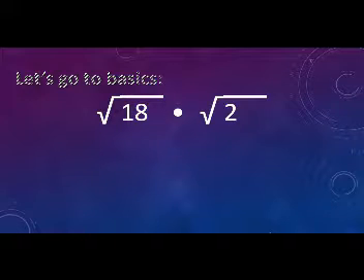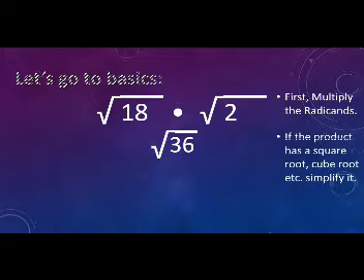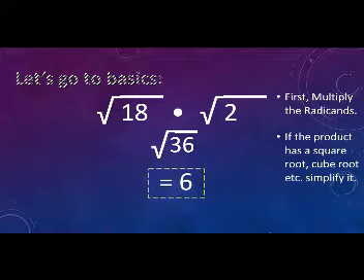So let's start with the basic. What you are going to do first in this given is to multiply the radicands, which are 18 and 2. We got a product of square root of 36. If the product can be rooted by the index, then simplify it. 36 has a square root, so we're going to simplify it. It is equal to 6 because 6 squared is equal to 36.